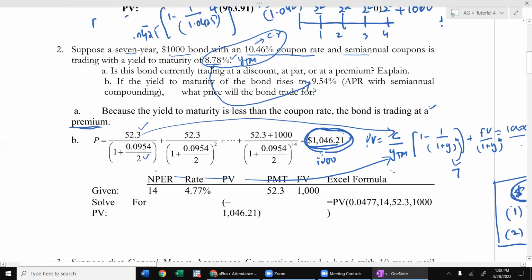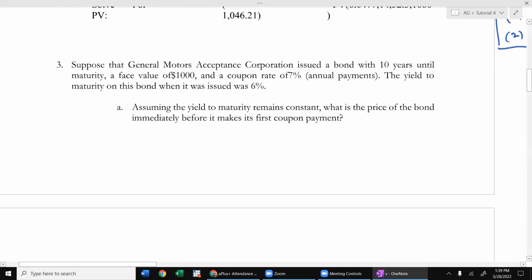Please remember that you should not compare this answer with the 1000 that is given. This is the stated price. This is not the market price. Remember, you do not compare the price that you calculate with the par value. Don't do that, because that is another value. We should compare it with the market price. Any questions so far?